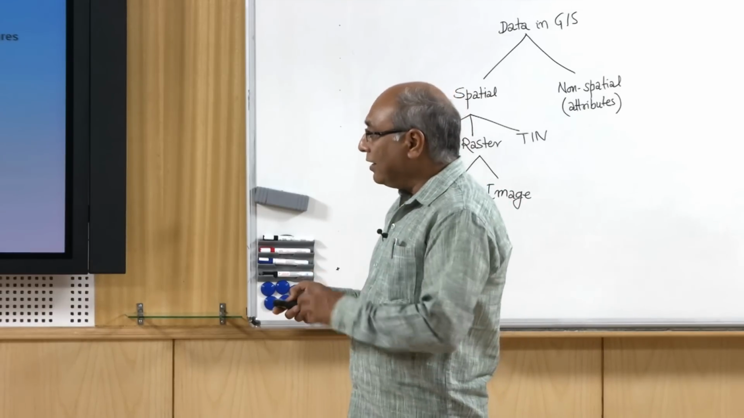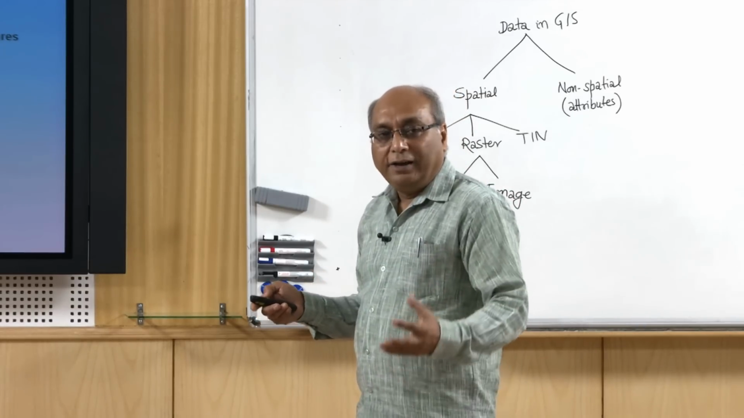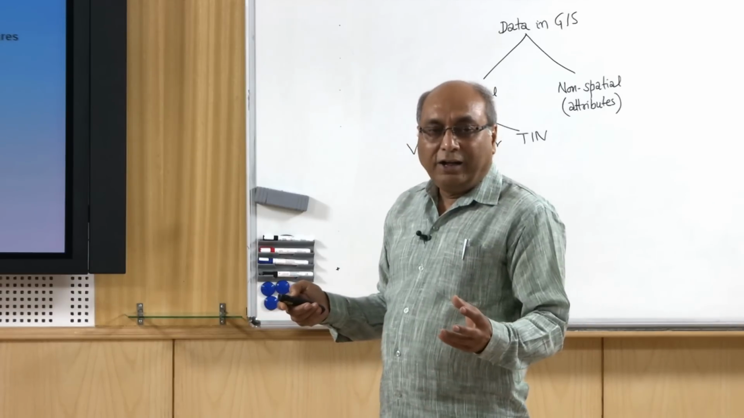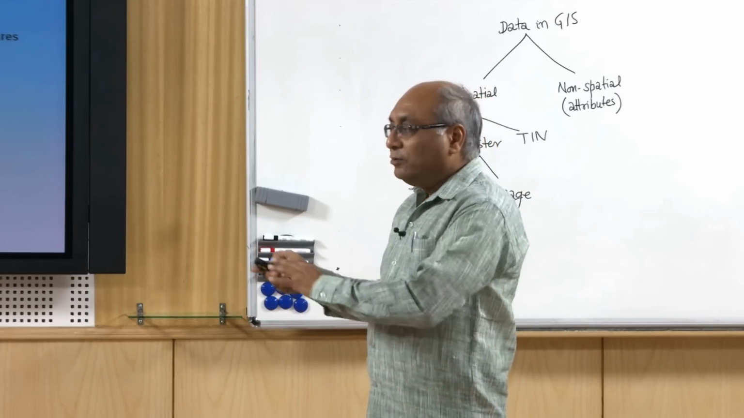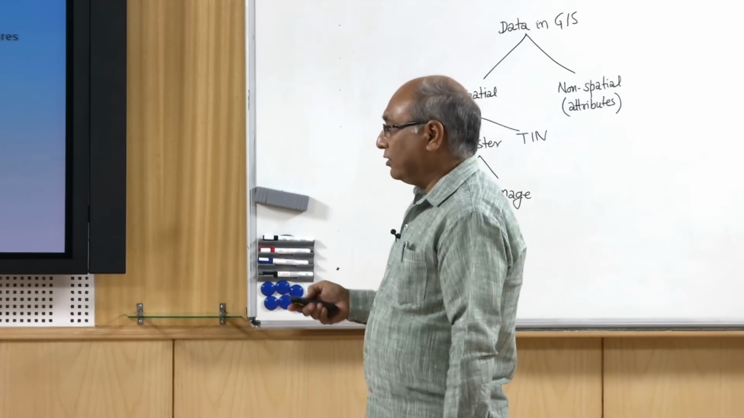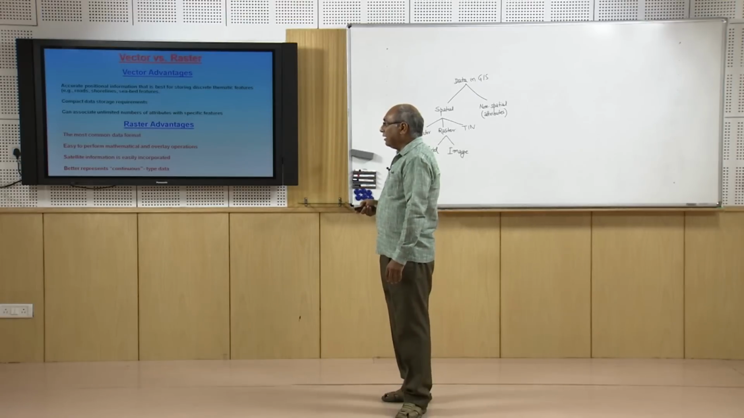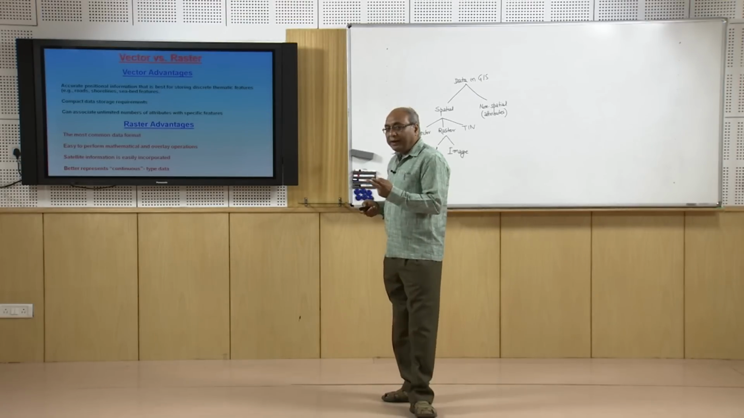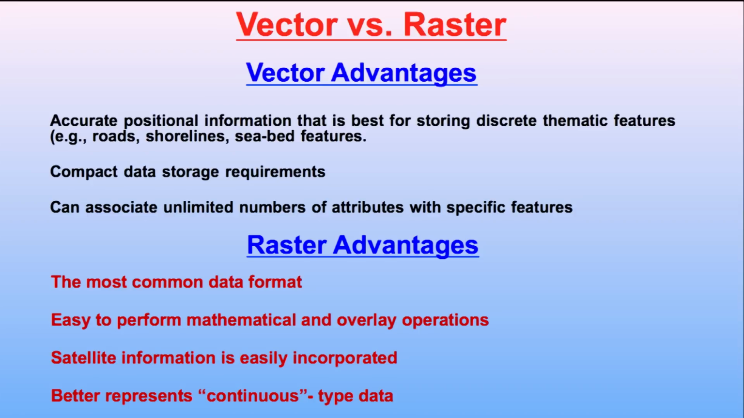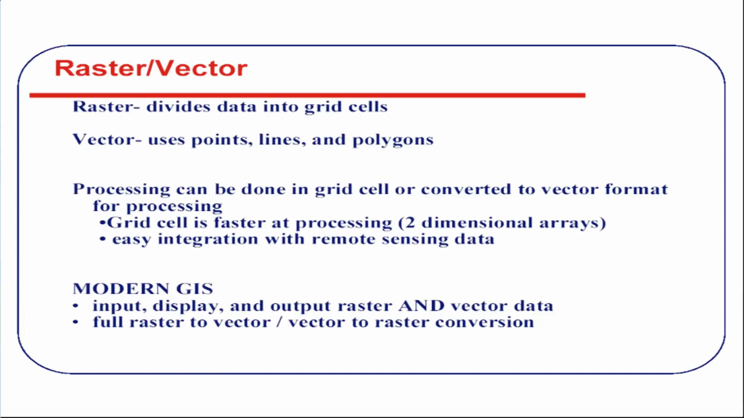So vector data is very compact, and data for a large area in vector format can be stored in a small computer space. Another advantage is that in raster you can have only one attribute, but in the case of vector you can have multiple. So that is another advantage.